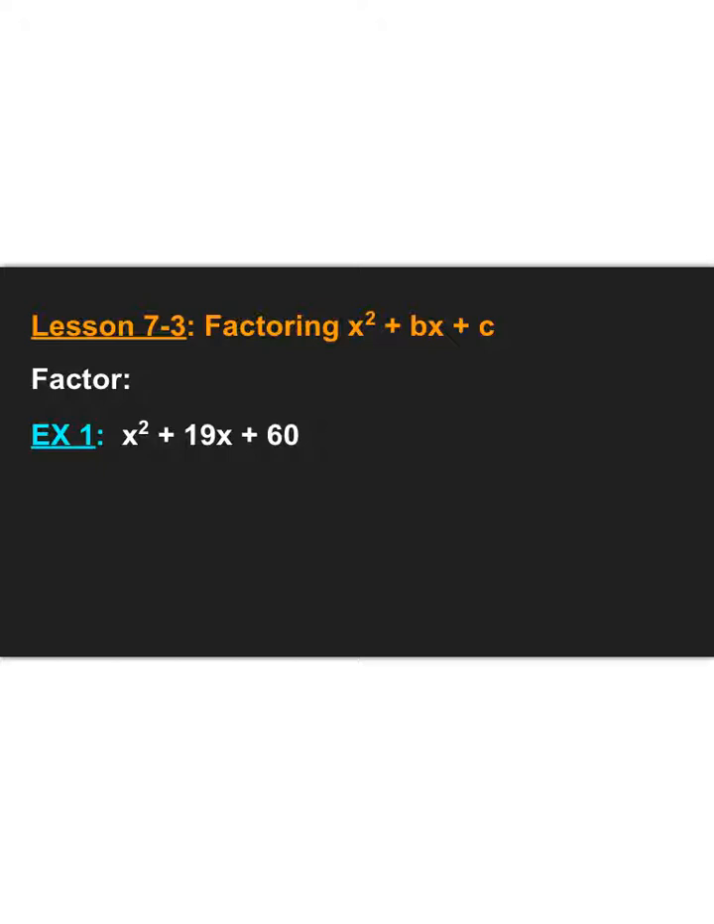Theoretically, we have x squared plus bx plus c. So 19 represents b and 60 represents c.